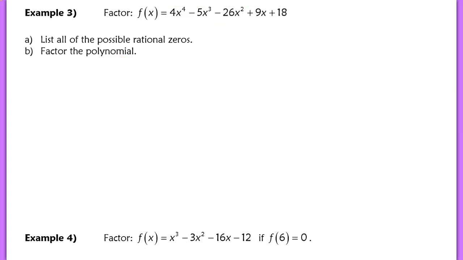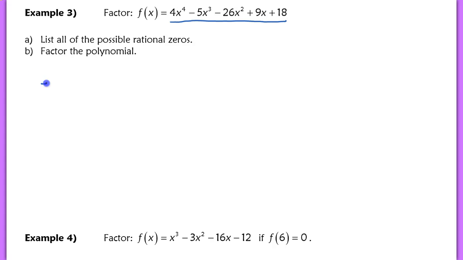In example 3, we're going to factor this quartic polynomial here. And we are using the factor theorem in this case because all of our traditional methods of factoring don't hold up against this problem. We can't use difference of squares, we can't use sum or difference of cubes, we can't take out a GCF because there is no GCF, and so as a last-ditch effort we use the factor theorem. So let's begin first with listing all of the possible rational zeros.